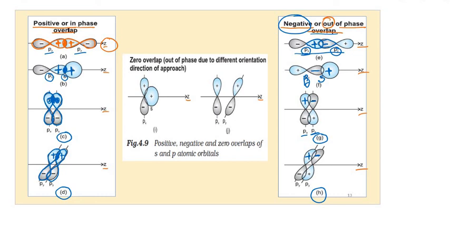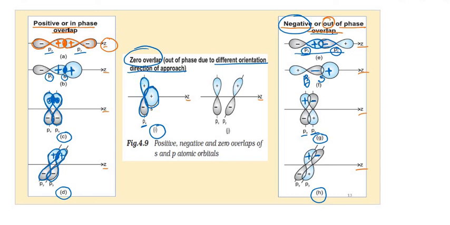Is it clear, students? Now let us look at another term called zero overlap, out of phase due to different orientation and direction of approach. So in this one example here, we have one orbital which is called p orbital, and that is along the x-axis, right? Another orbital is an s orbital, so it is approaching in this manner. So here there is no overlap, which we call zero overlap. If a bond had to be formed with respect to px and s, this s should have been present here, right? So that positive and that positive would have formed a bond here. Is it clear, students?